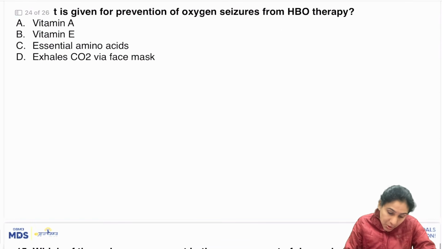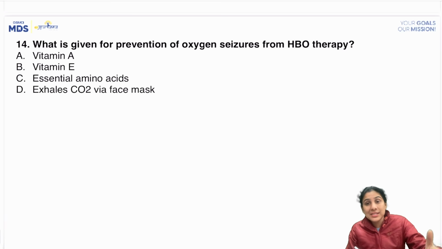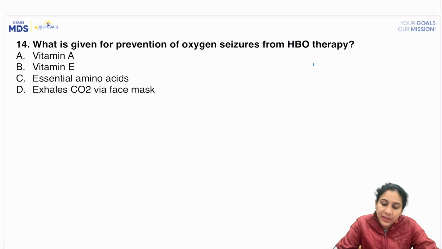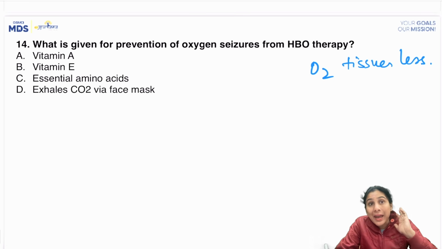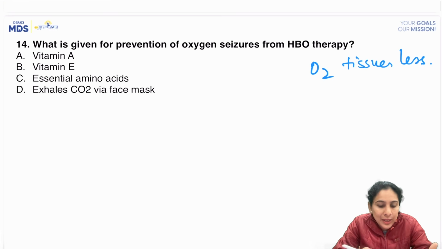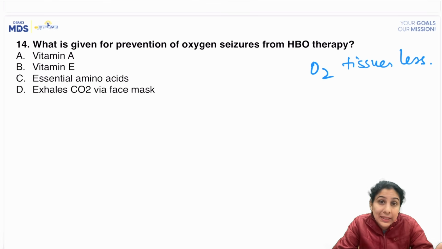Coming to the next question: what is given for prevention of oxygen seizures from HBO therapy? Again, we just discussed BRONJ and chronic osteomyelitis. In such cases, whenever the oxygen in the tissues is less, we give extra oxygen through a therapy. Any non-healing wound, like a diabetic foot, or an osteonecrosis or chronic osteomyelitis which is not healing. Why is it not healing? Because there is no blood. When there is no blood, there is no oxygen, and you need it for healing.